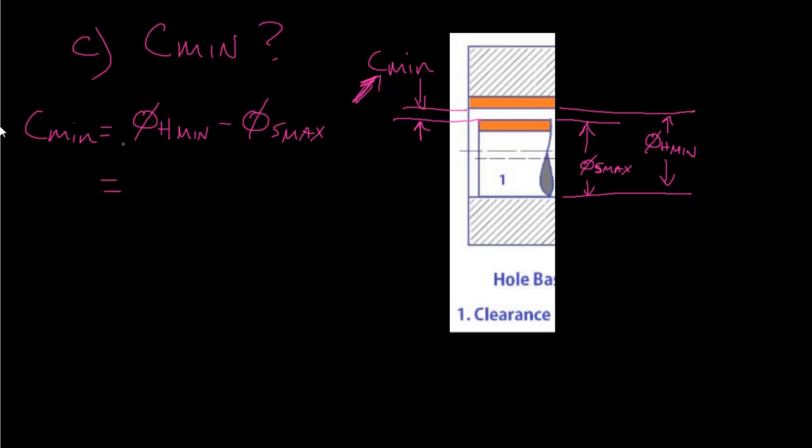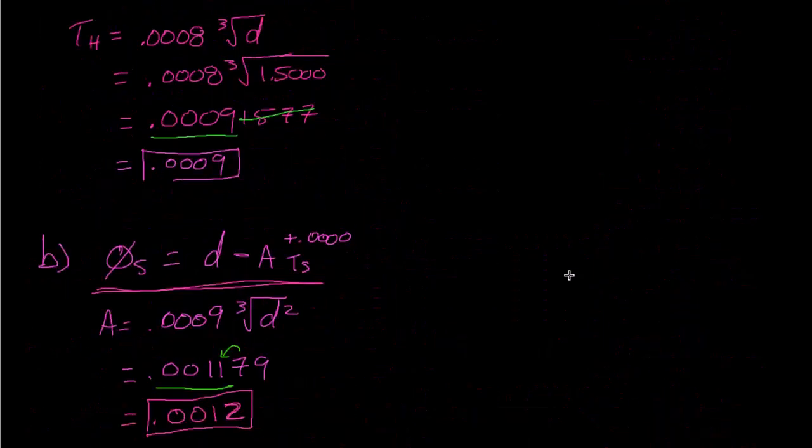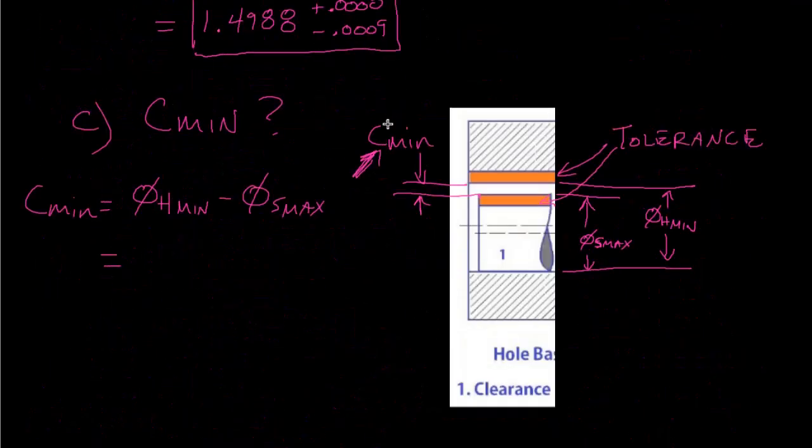Okay, and so the minimum hole diameter, if we now, the orange here is tolerance. So the hole gets a little bit larger, but no smaller than the design size of the hole, and the shaft gets a little bit smaller, but no larger than the design size of the shaft. Okay, so the smallest hole size is in fact 1.5000.